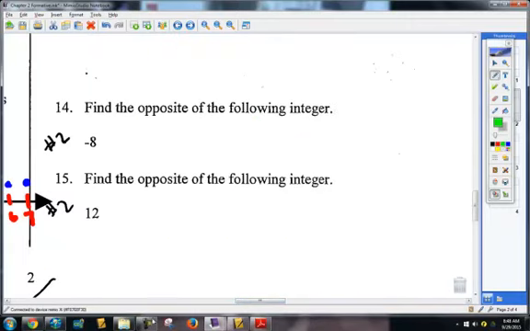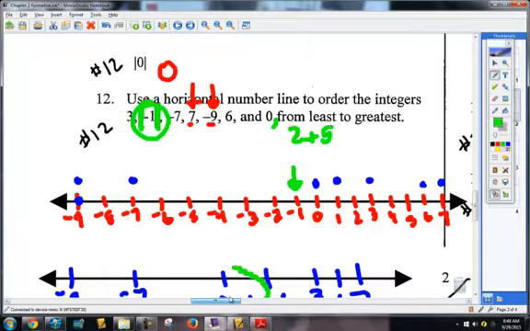Wait, what was that, number 12? Yeah. Number 12, learning target. Yes. Okay.